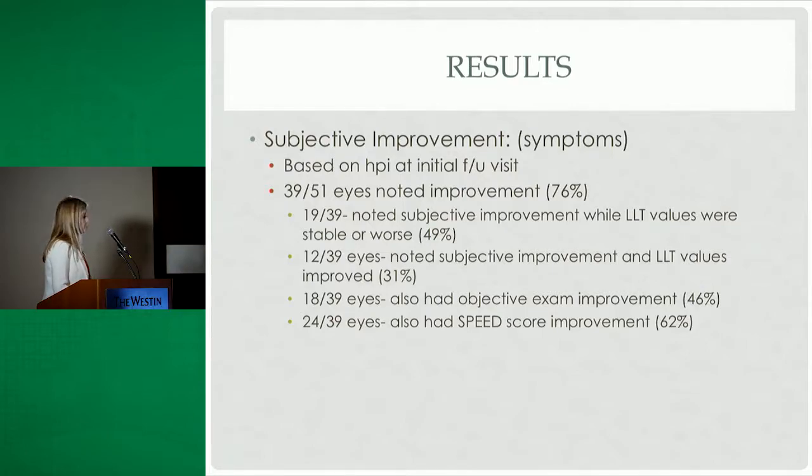If you look at those 39 eyes, 19 of those had a subjective improvement while also having LLT values that were stable or worse. So even though their lipid layer thickness was technically worse or certainly not improved, they felt better. 12 of 39 eyes noted subjective improvement and LLT values actually improved, so those two things went together. 18 of 39 eyes had objective exam improvement, and 24 out of those 39 subjective improvements also had SPEED score improvement.